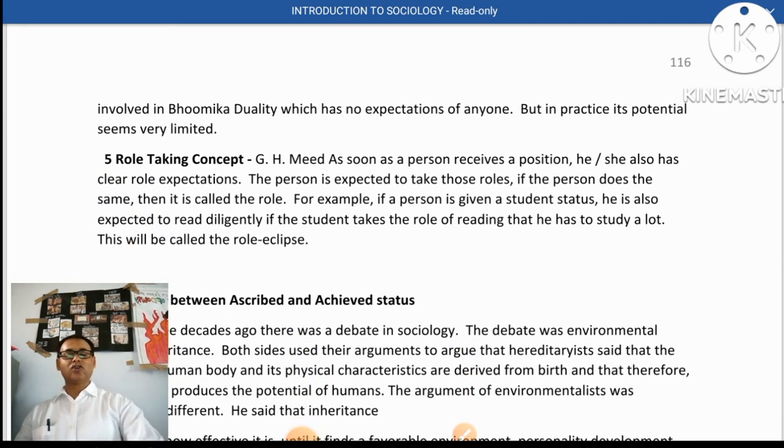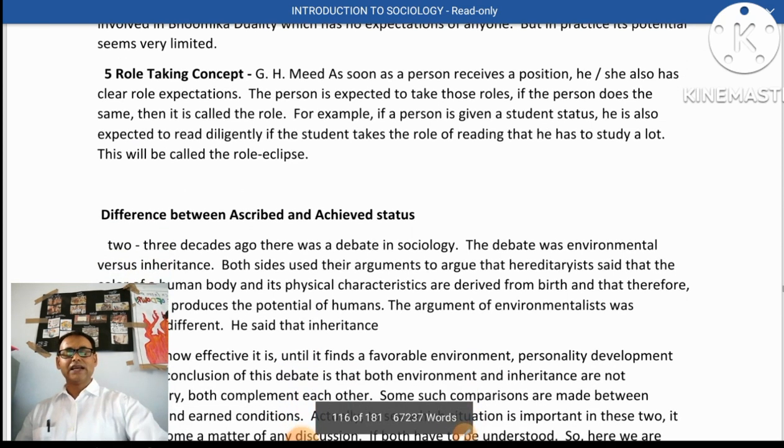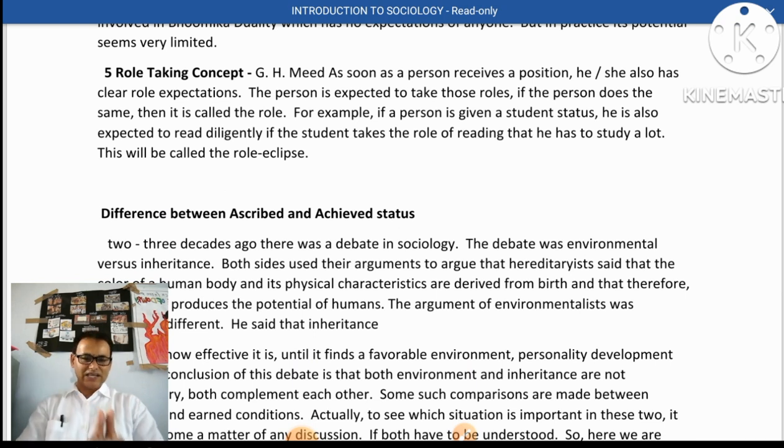Now, the role-taking concept. This concept has been given by G.H. Mead. As soon as a person receives a position, there are also clear role expectations. The person is expected to take those roles. If the person does the same, then it's called role taking.